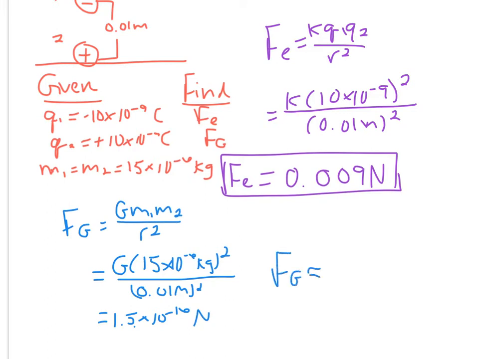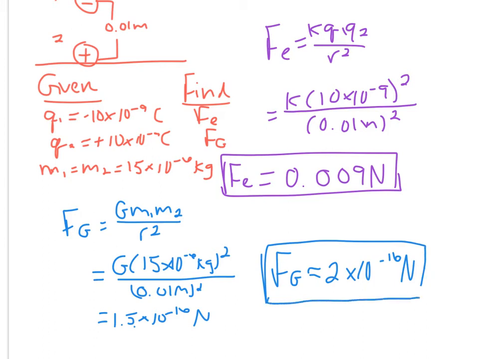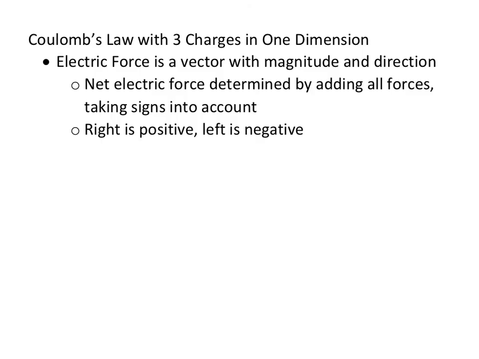So the force of gravitational attraction is much, much smaller than the electric force in this case. That's about equal to, I think this is 1 sig fig, so it's about equal to 2 times 10 to the negative 16th newtons. So this is just a good comparison to see how weak gravity is compared to other forces such as the electric force. Okay, now we're going to look at Coulomb's law with 3 charges in 1 dimension.